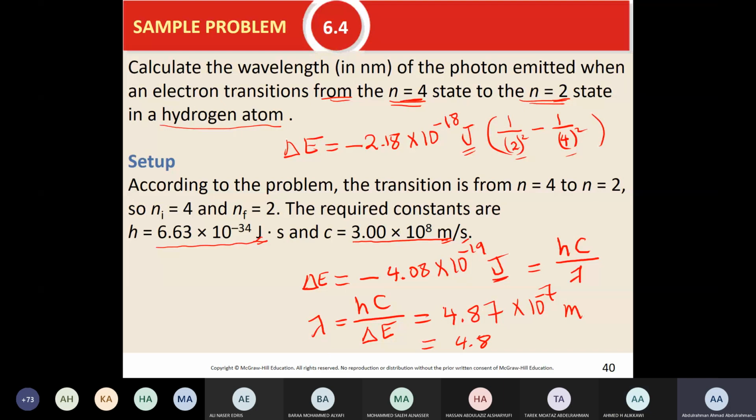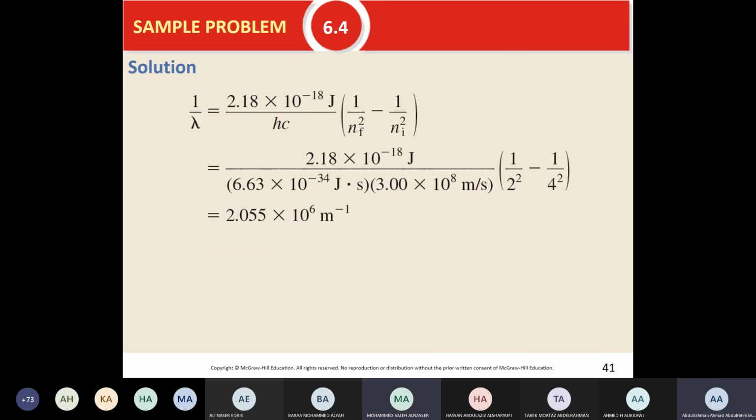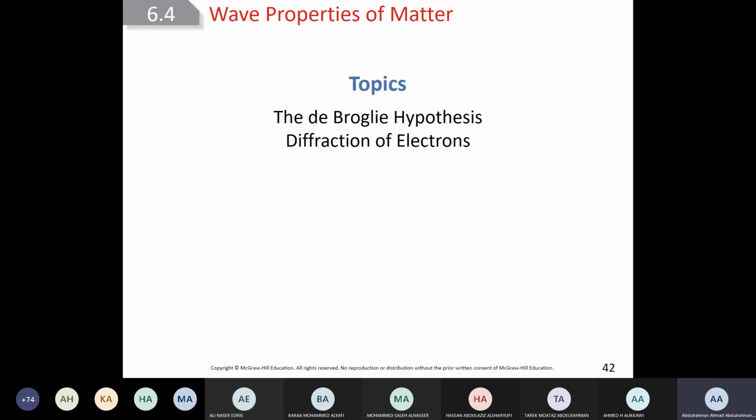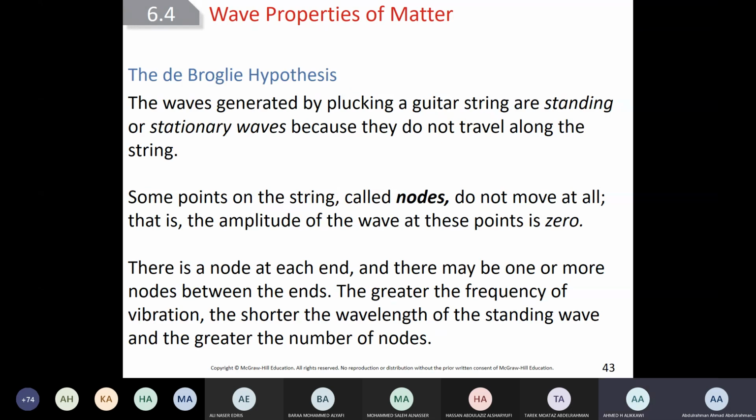10 to the power what? Plus 2 nanometer. 4.87 times 10 to the power plus 2 nanometer. And let's see, is it correct? Oh, it's not written here. Let's see. And there's this number. This is 1 over lambda. Okay, next. Very good. I hope you got this.